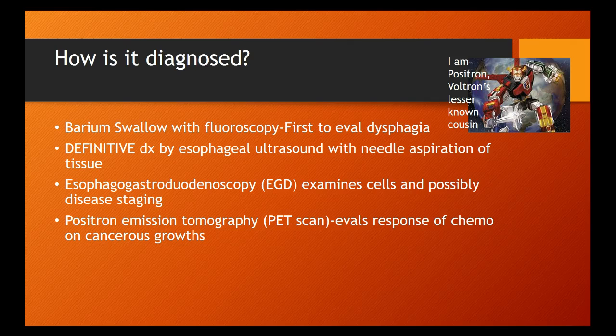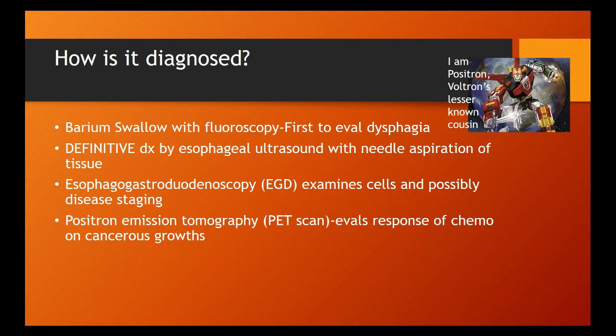But the most definitive diagnosis is by esophageal ultrasound with needle aspiration. Obviously, we have to do the aspiration and send it off to see if it's malignant or benign. So again, malignant is cancerous, benign is not.